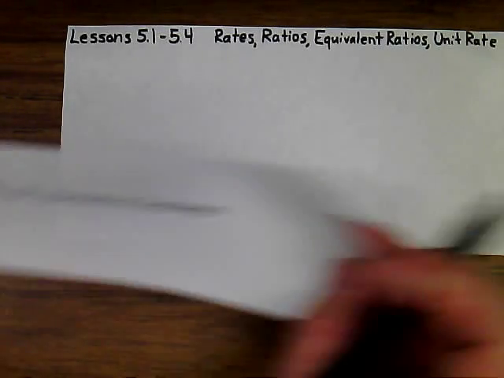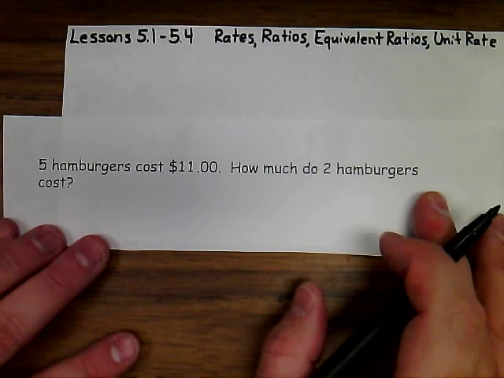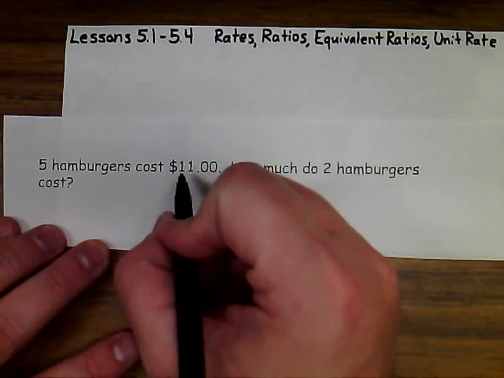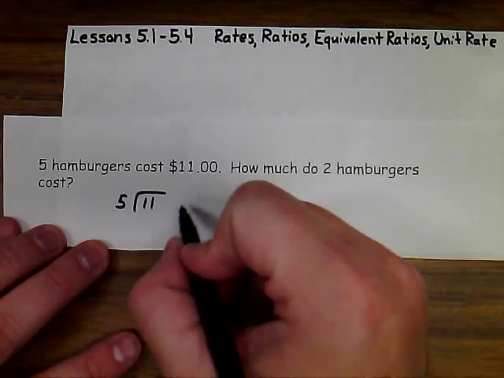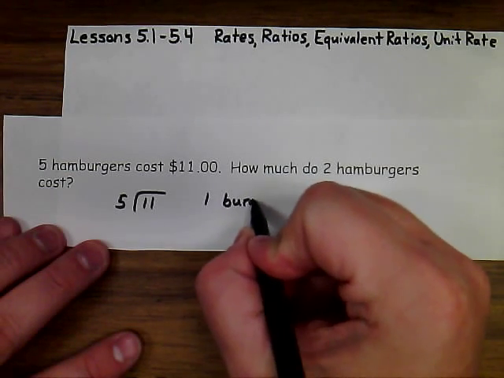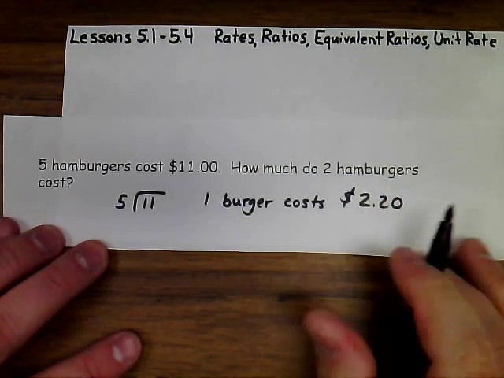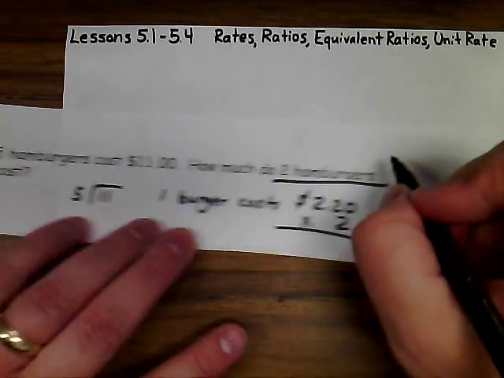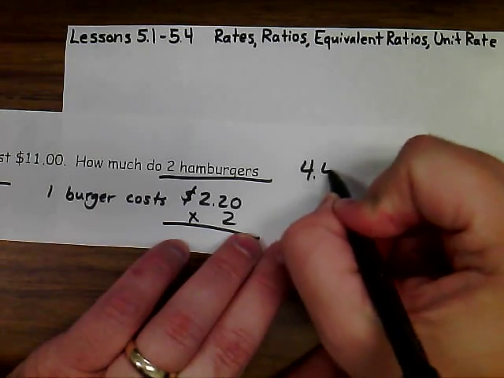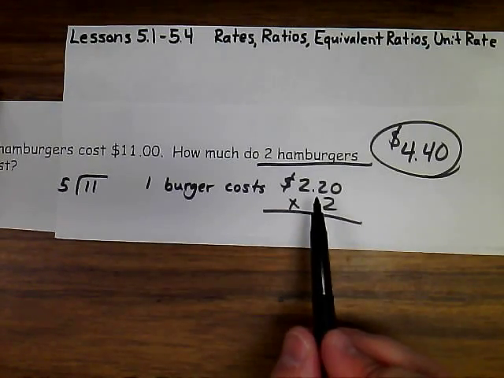Now here's an example where unit rate could help you to solve a problem. You know that 5 hamburgers cost $11. You want to know how much it costs for just 2 hamburgers. So by finding the unit rate, finding out how much it costs for just 1 hamburger by dividing 11 divided by 5, you find that 1 burger costs $2.20. Now, since we want 2 of them, we would simply multiply that by 2, and we'd find out that 2 hamburgers cost $4.40. So again, by dividing to find out how much it costs for just 1, then you can multiply by 2 to find out how much it costs for the 2.